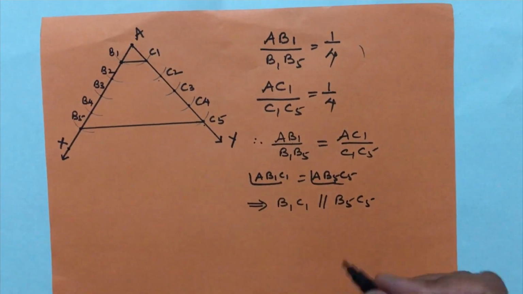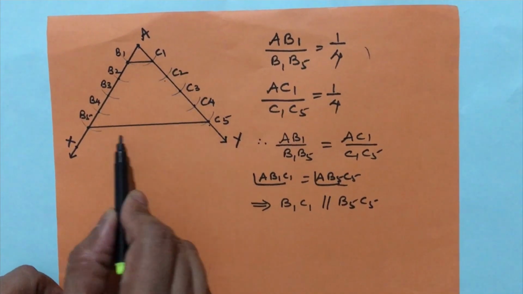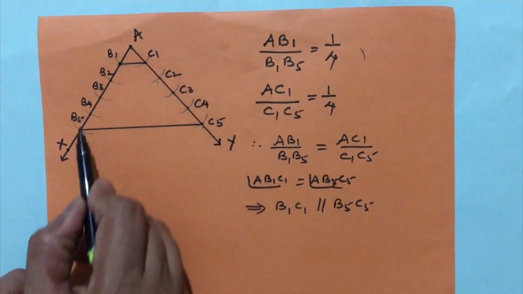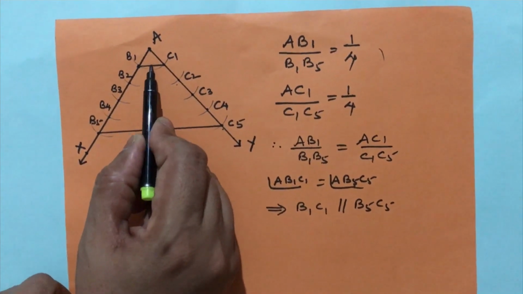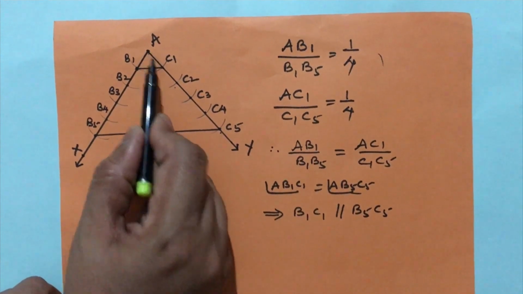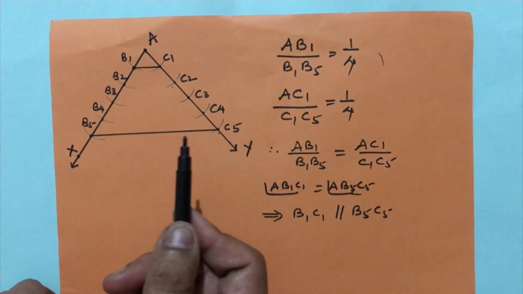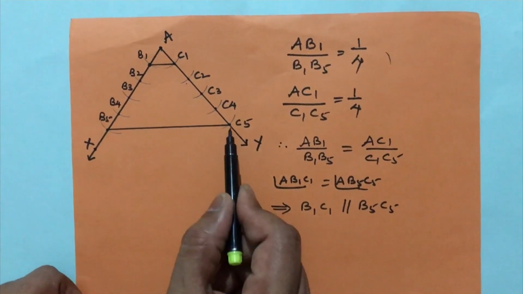So from this what we observe here, you see this here is a line and this is one more line in this triangle AB5C5. If this line divides this side and this side also in the same ratio, then what we observed is that this line is parallel to this base.